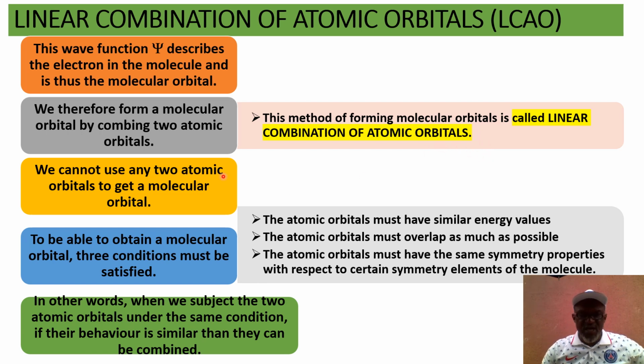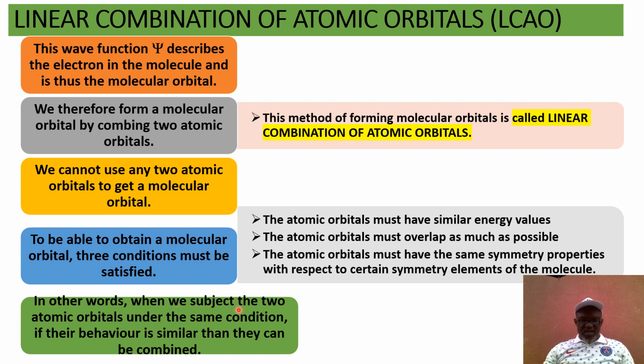We cannot use any two atomic orbitals to get a molecular orbital. You must note this. It is not just any two orbitals that you can combine. There are conditions that will allow two orbitals to combine. So it's not possible to just bring, maybe, an s orbital and a py orbital together. To be able to obtain a molecular orbital, three conditions must be satisfied. The atomic orbitals must have similar energy values. The atomic orbitals must overlap as much as possible. The atomic orbitals must have the same symmetry properties with respect to certain symmetry elements of the molecule. So these three conditions must be satisfied before we can obtain a molecular orbital by combining two atomic orbitals.